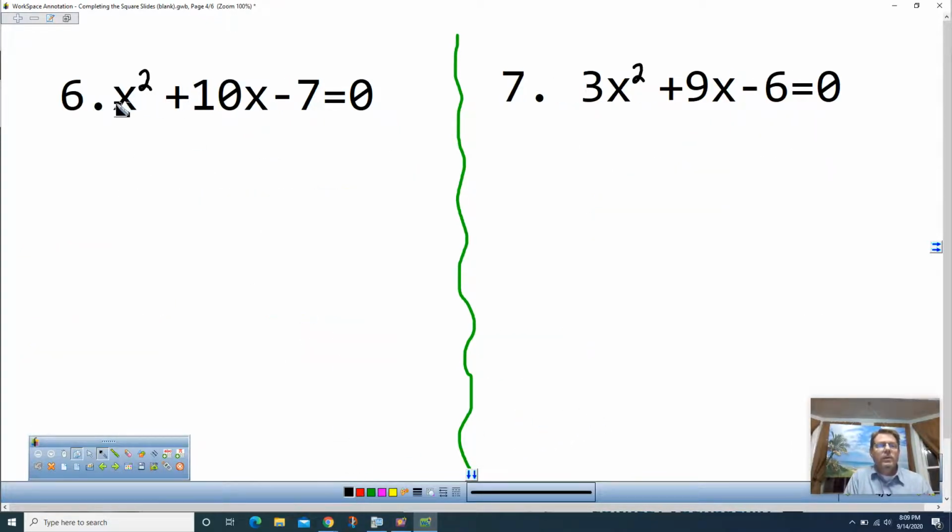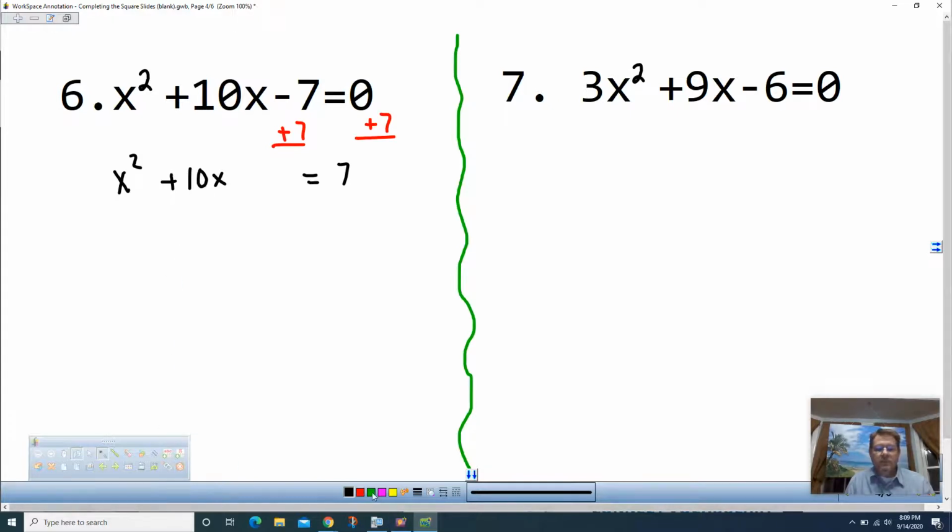So again, we're trying to factor this. Can't happen. So we're going to get rid of our 7. Add 7 to both sides. And if this was a number other than 0, we would add 7 to it, whatever it is. That doesn't really matter. Okay, so now we have x² + 10x, I'm going to leave some space there, = 7.